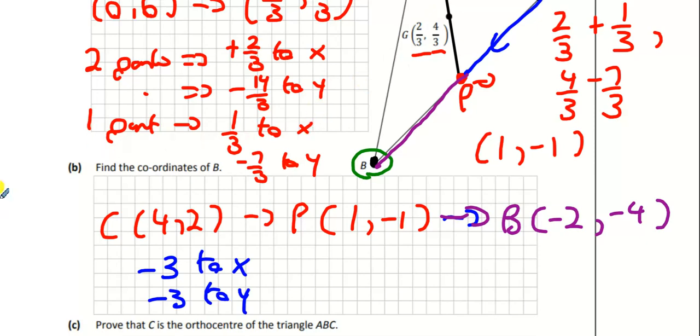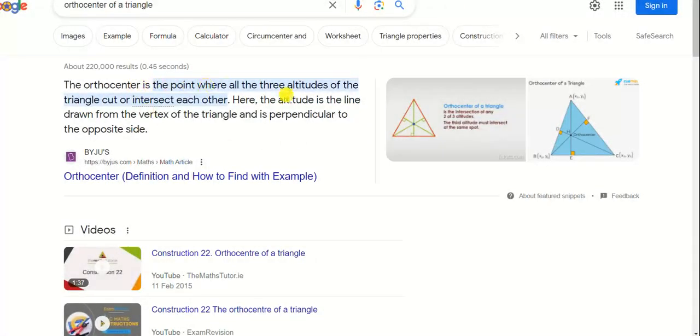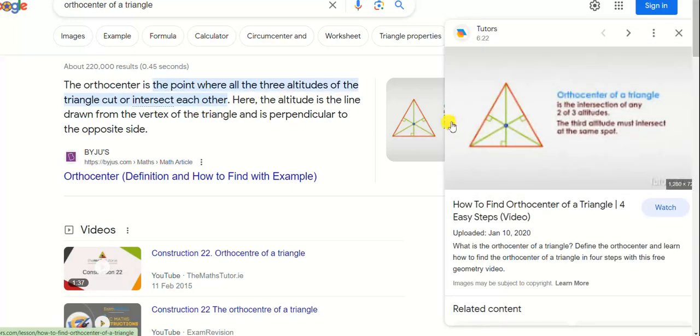Okay, the next definition you guys might not be familiar with is that it proves C is the orthocenter. What exactly is an orthocenter? An orthocenter is the point where all three altitudes of the triangle cut each other. So, in essence, it's basically a perpendicular line that hits the opposite angle.